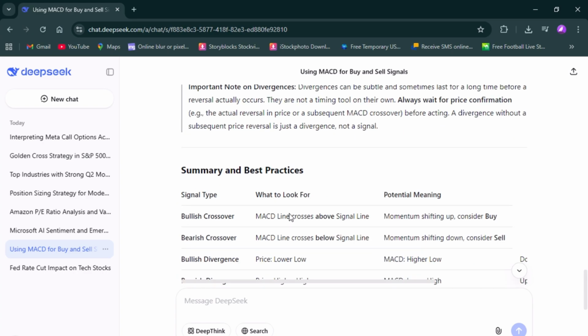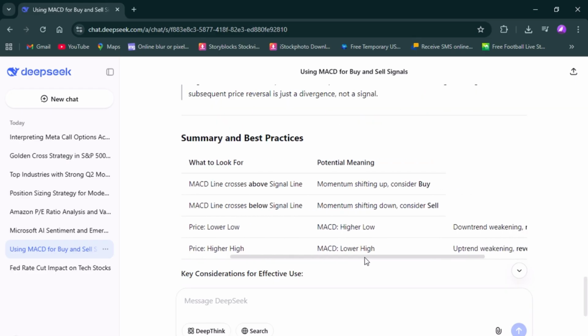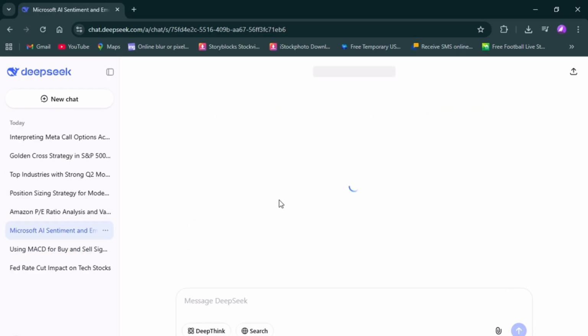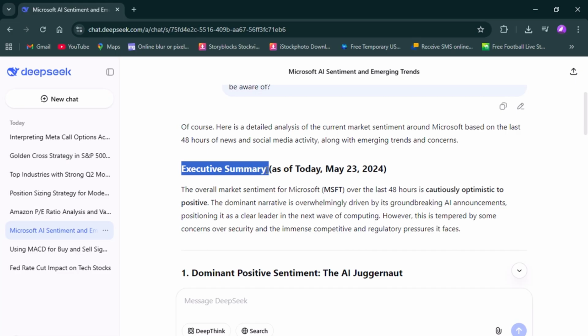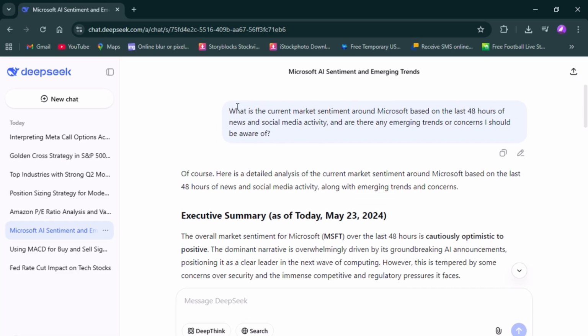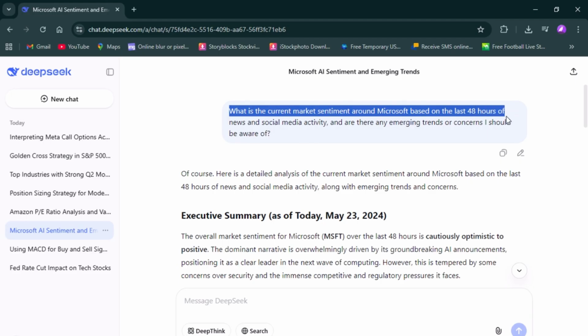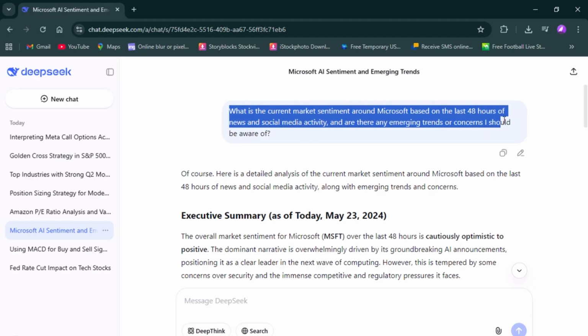You can also leverage DeepSeek for sentiment analysis. By asking it to scan news headlines, social media platforms, and analyst commentaries, you can get a summarized view of market sentiment around specific stocks. For instance, you could ask, "What is the current market sentiment around Microsoft based on the last 48 hours of news and social media activity? And are there any emerging trends or concerns I should be aware of?"